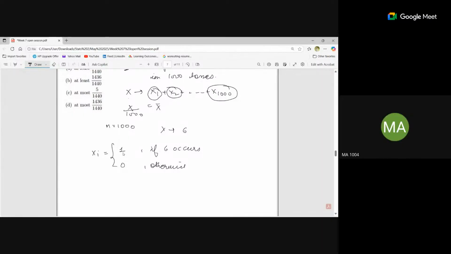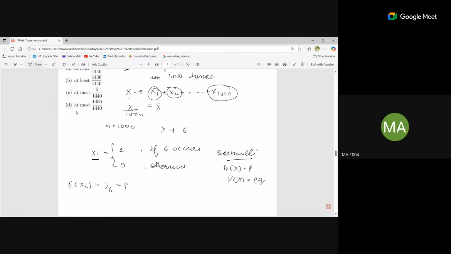Now this is basically what? This is a Bernoulli trial. If I say only for one sample, this is Bernoulli with probability 1/6. So what would be my expectation of one sample? It will be 1 times 1/6, which is 1 by 6. For Bernoulli, the expectation is P and the variance is PQ, correct?